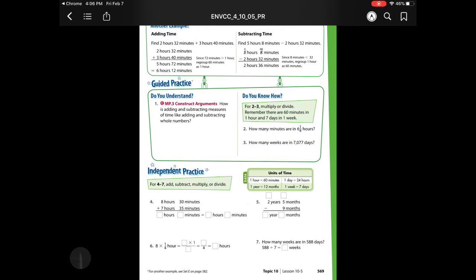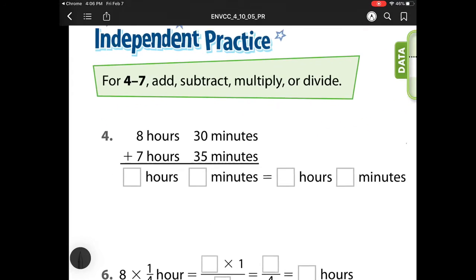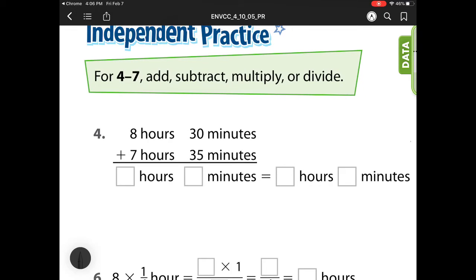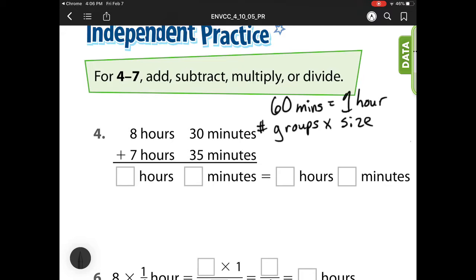All right, so like always, we're on lesson 10-5, which is working with time, and we've already done the guided practice in class, so we'll get started on our independent practice. So remember, our key thing is that 60 minutes is equal to 1 hour. And remember that multiplication is always the number of groups times the size of the groups. So it's always number times the size.